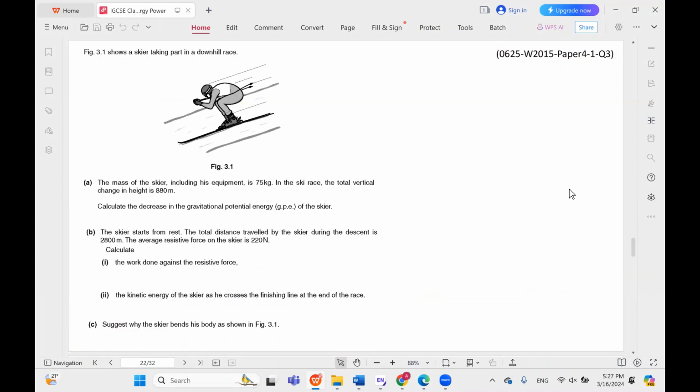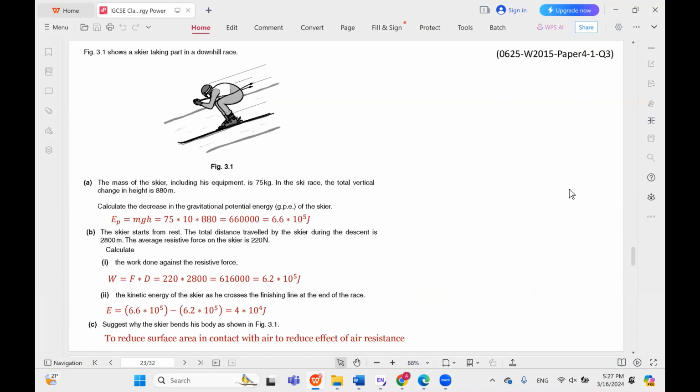The figure shows a skier taking part in a downhill race. The mass of the skier, including his equipment, is 75 kilograms, and the total vertical change in height is 880. Calculate the decrease in gravitational potential energy. So we just have mgh, and we're given the m and the h, and we know g already. So this should be quite straightforward to compute.